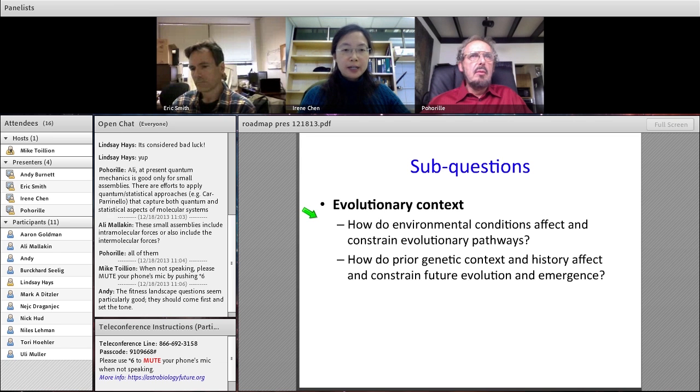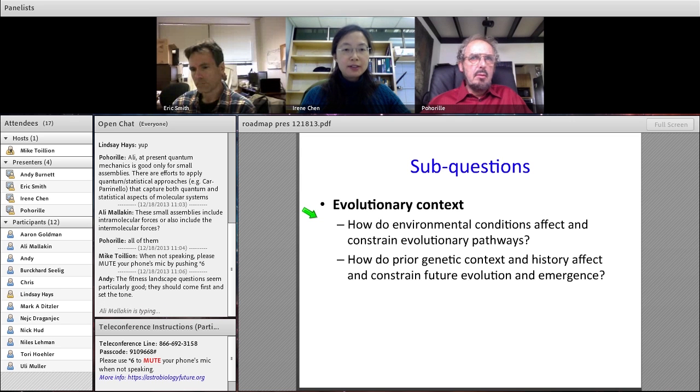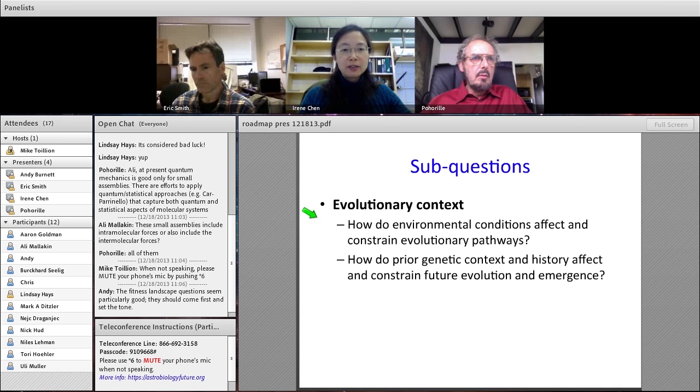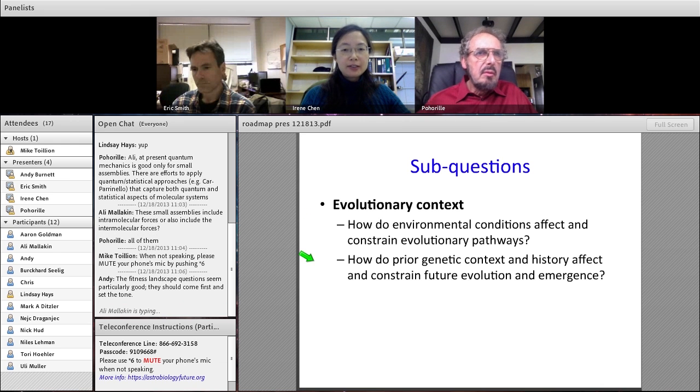An important variable in all this is the environment, since fitness depends for sure on the environmental context. So how do environmental conditions affect and constrain evolutionary pathways? How do prior genetic context and history affect and constrain future evolution and emergence?